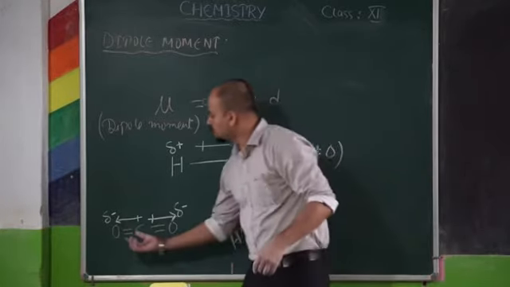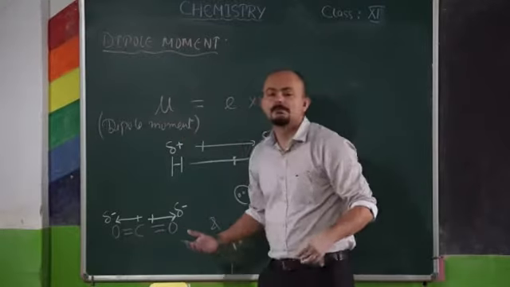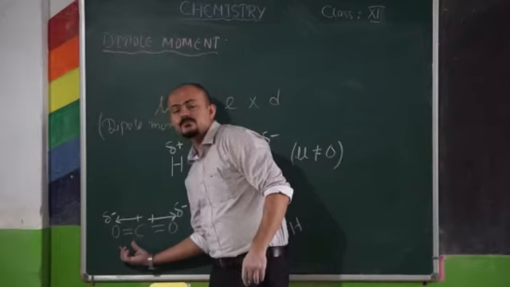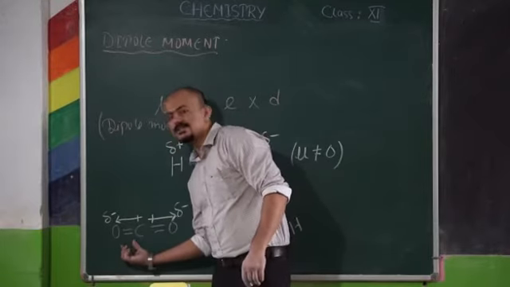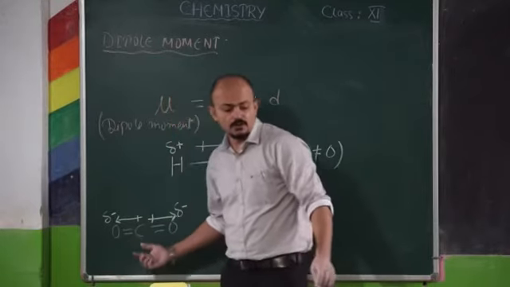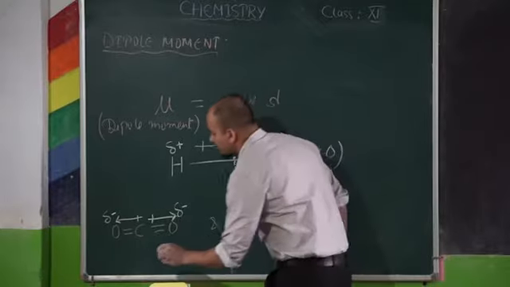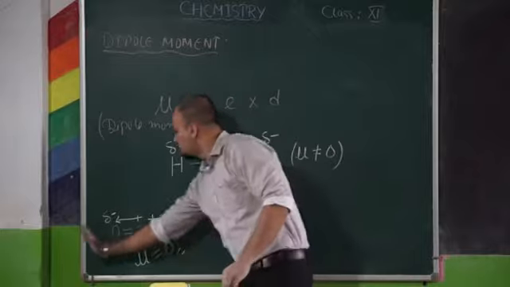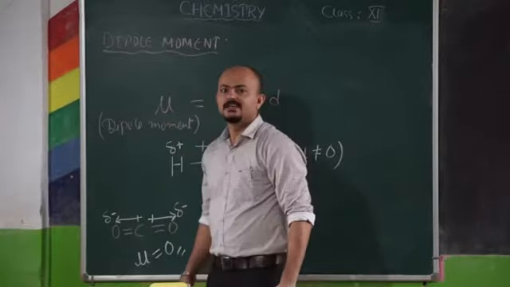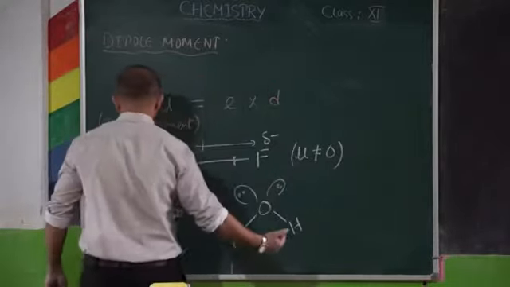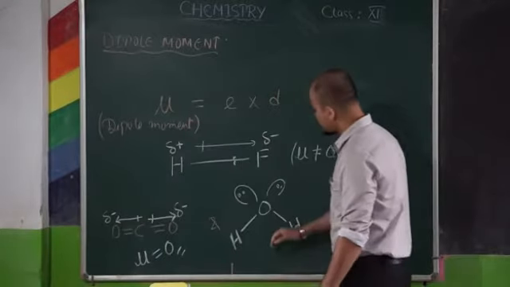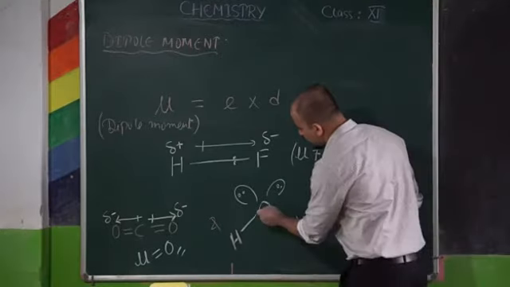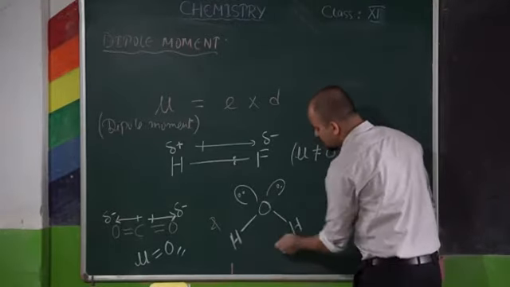Why equal in magnitude? Because the same oxygen is present on both sides of the carbon. Therefore, individually, they will have bond moments. But this molecule as a whole will have a dipole moment equal to 0. Why? Because the pull on this side will be cancelled out by the pull on the right-hand side. Now let's come to the water molecule. Here, as you know, oxygen is more electronegative than hydrogen.